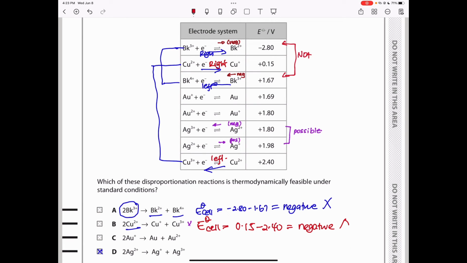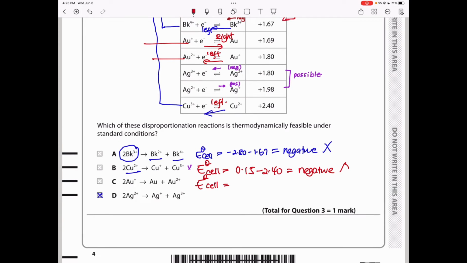Next, let's go to the gold one. Gold 1 to gold and gold 2. So we have that and that. So it means gold 1 to gold and gold 1 to gold 2. This is generating electrons, so this is on the left and that is on the right. So the E theta for this cell will equal, for the gold, right, which is 1.69, minus left, which is 1.80. This is also negative, so it's not feasible.